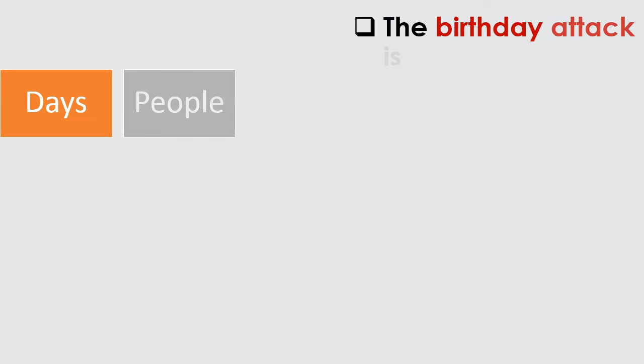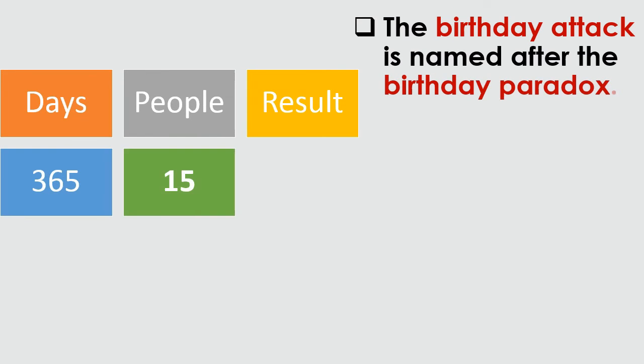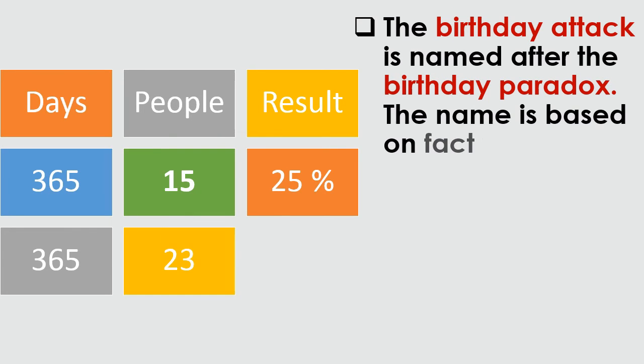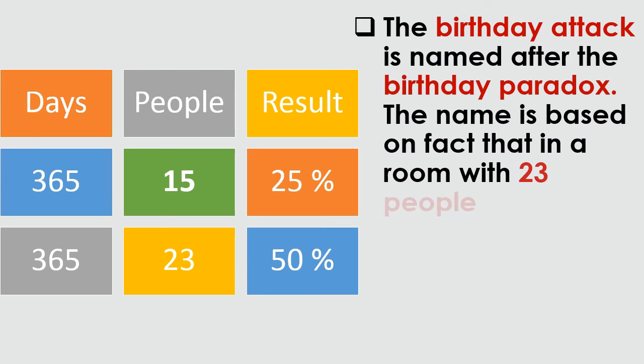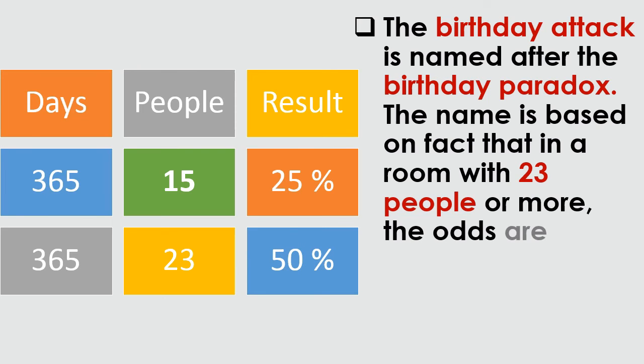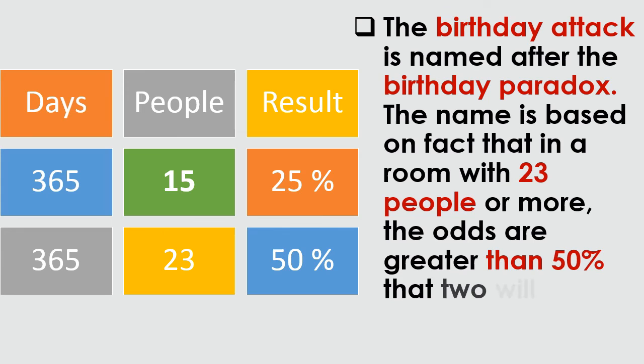The birthday attack is named after the birthday paradox. The name is based on the fact that in a room with 23 people or more, the odds are greater than 50% that two will share the same birthday.